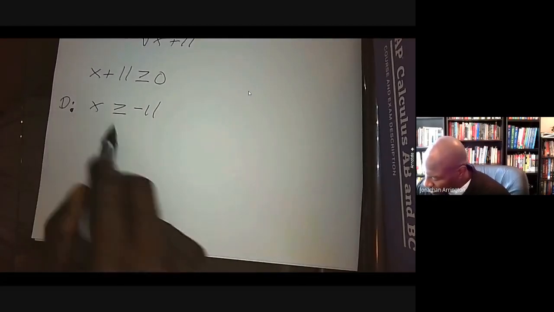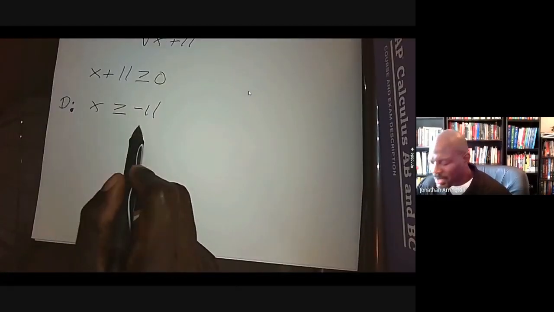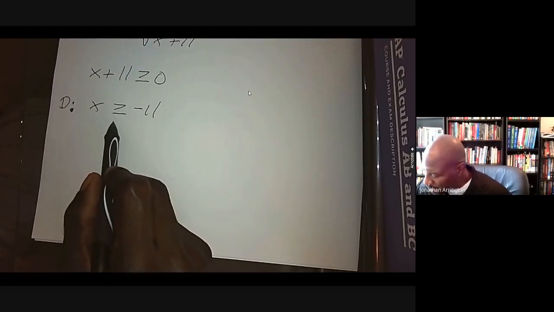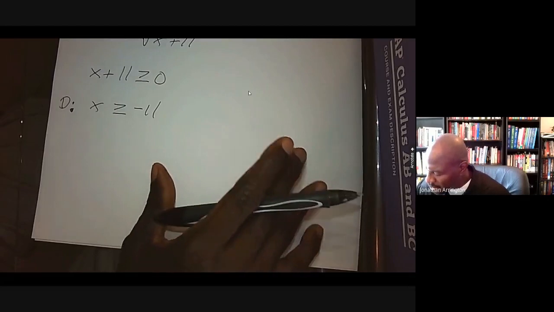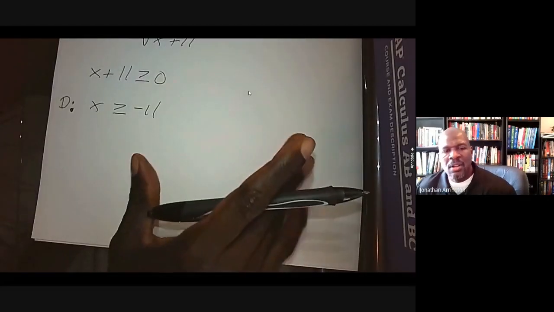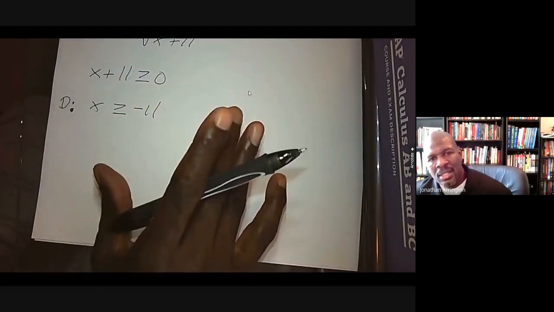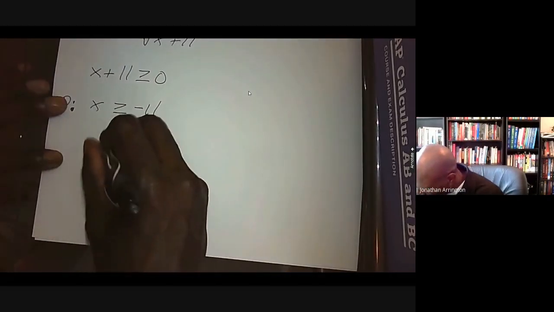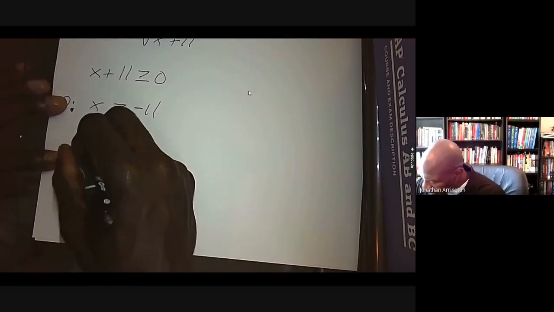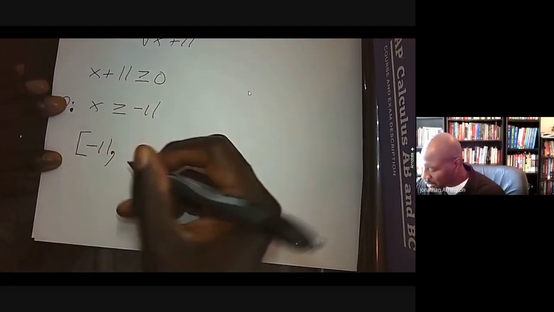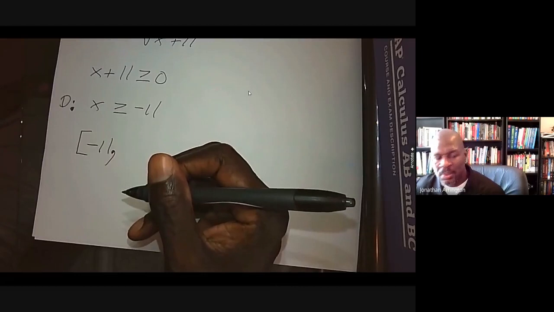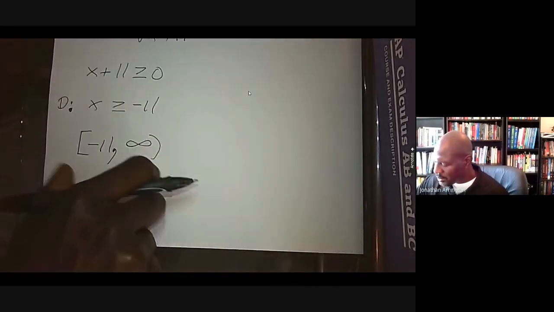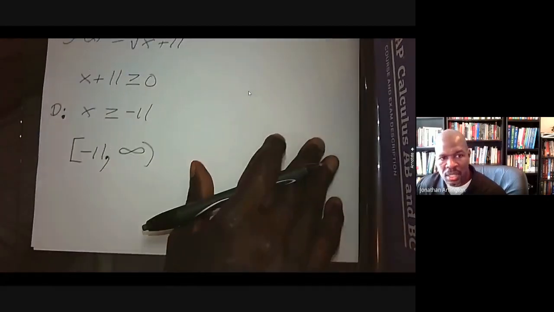Now, if x is greater than or equal to negative 11, is the negative 11 included? Absolutely, because of the "or equal to." So when I write this in interval notation, where am I going to start? Am I going to start with negative infinity? No, I should start with negative 11, with a bracket on negative 11, correct? And it's going to go from negative 11 to where? To infinity, of course. So there's that domain in interval notation.